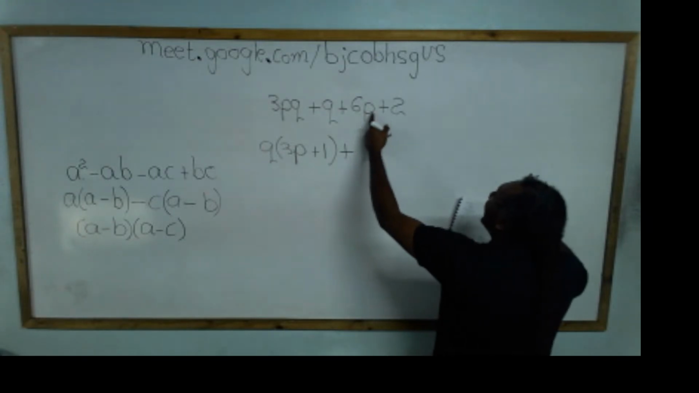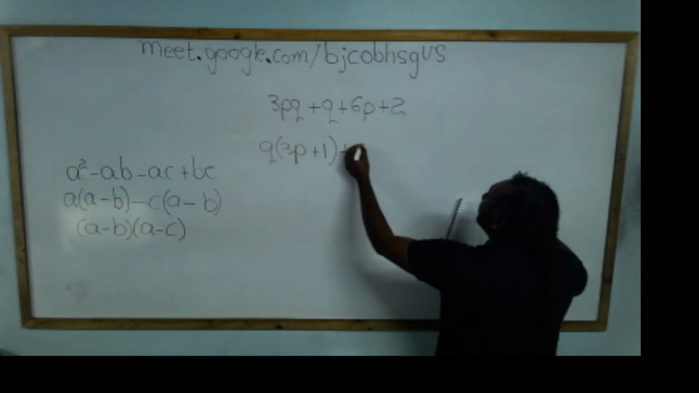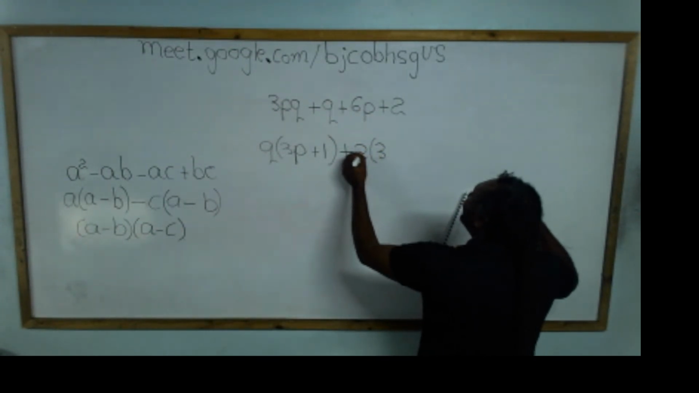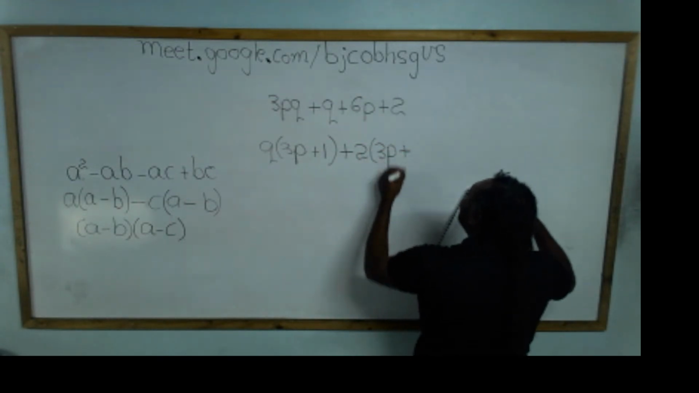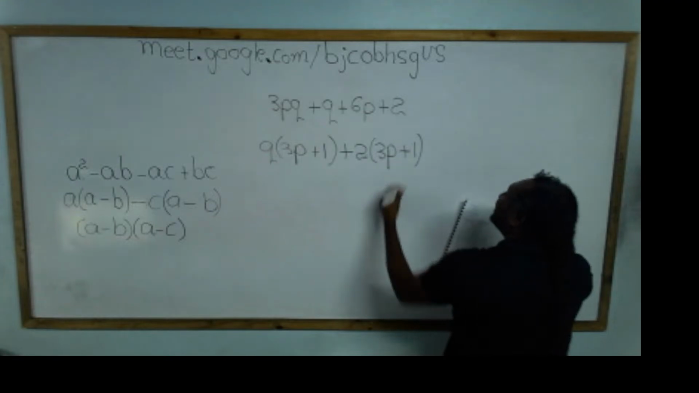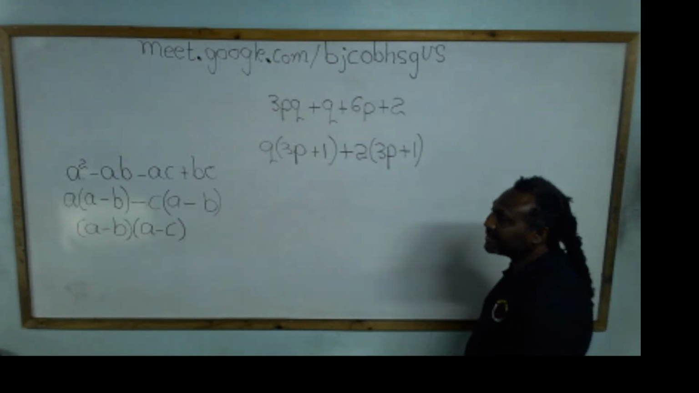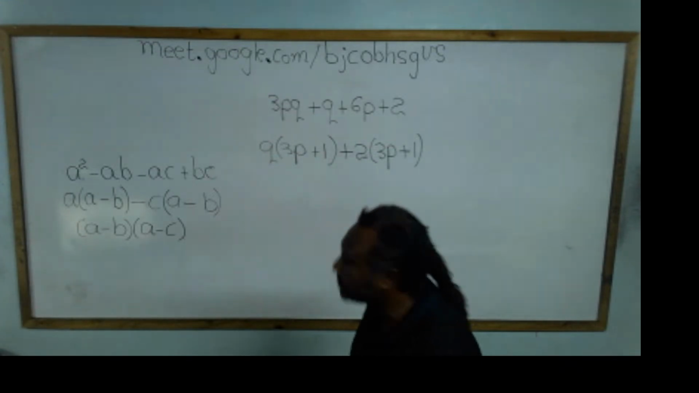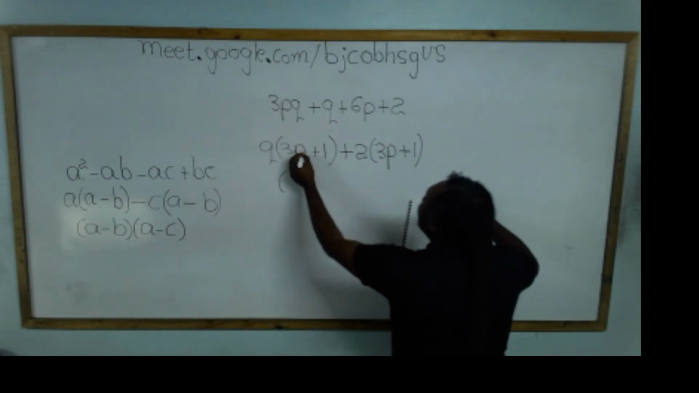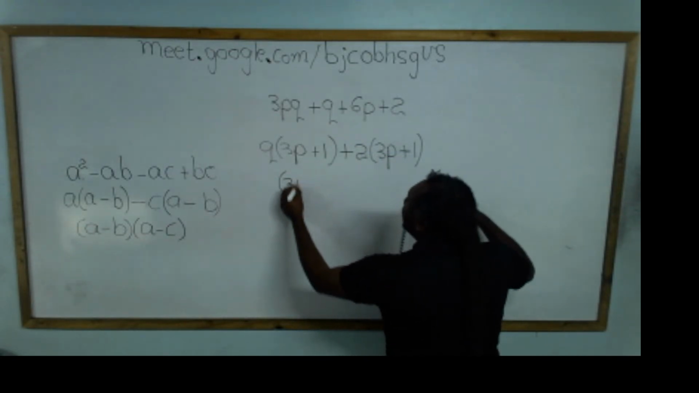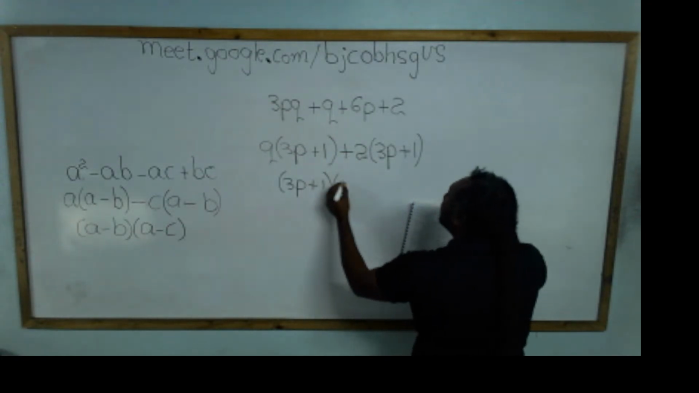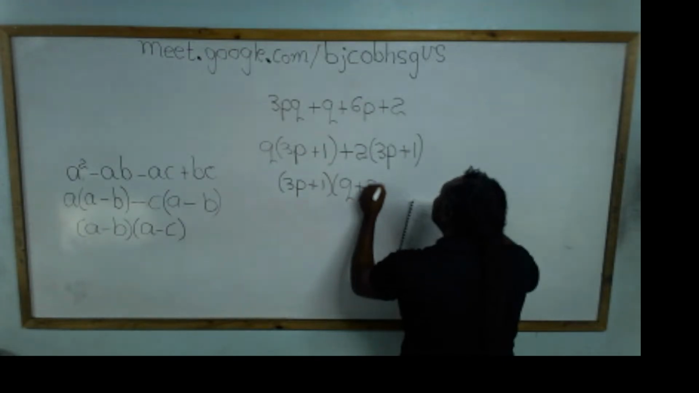What is common in 6P and 2? Yes, 2 will be able to go into both 6P and 2. 2 into 6 is 3. Nothing to cancel the P, it goes back. And then what? 2 into 2 is 1. And what do we say? The common factor, as we can see, is 3P plus 1. That's the common factor. And then the other factor is Q plus 2.